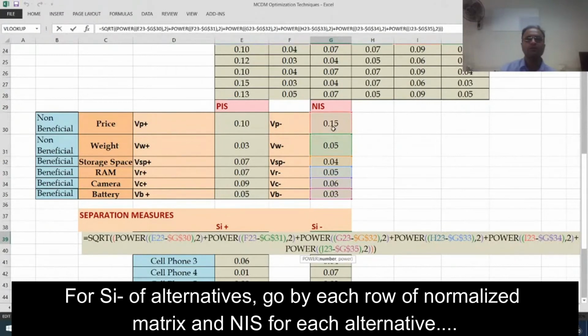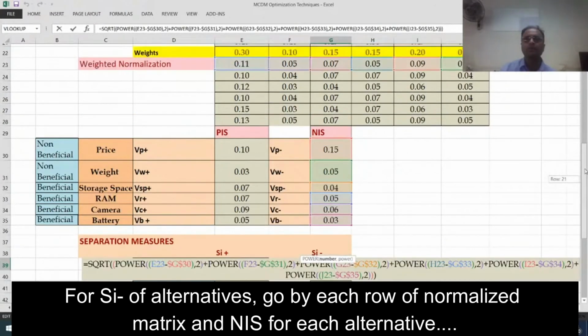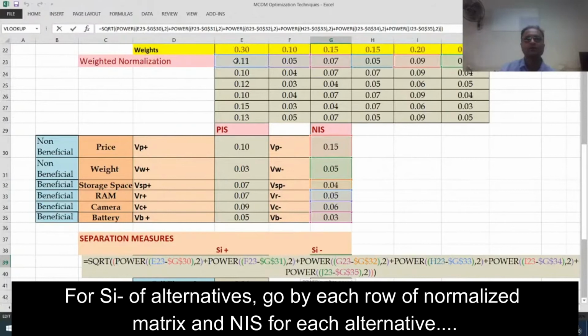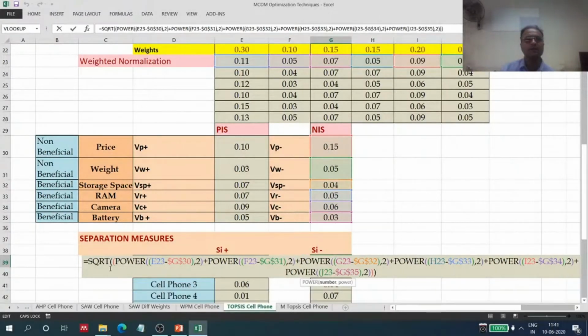So here now again we have to go row wise. That means first row, first alternative, all the normalized attribute values minus these negative ideal solution values. Instead of PIS, in the positive SI plus values we had subtracted these values, but for getting the SI minus we have to now subtract negative ideal solution or NIS values like this, and then again take a square root of that.